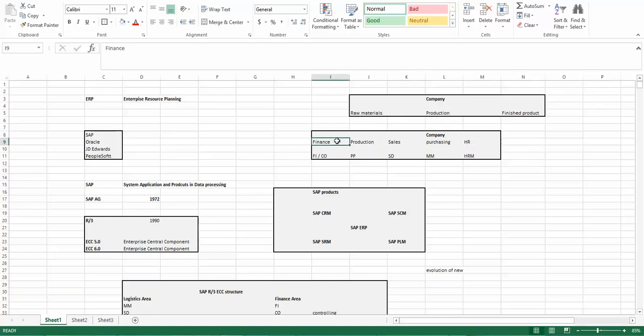Each department, as the name suggests, has a particular function which they perform for the company. There's a finance department, a production department, a sales department, a purchasing department, and an HR department. The finance department takes care of all the financial activities of the company. The production department is responsible for producing the material using the raw materials. The sales department is responsible for taking the final product from the production team and selling it to the customers and generating revenue for the company.